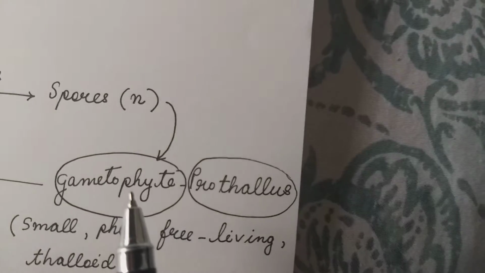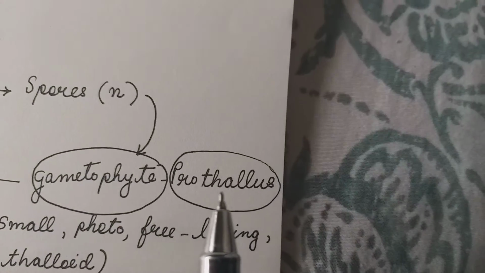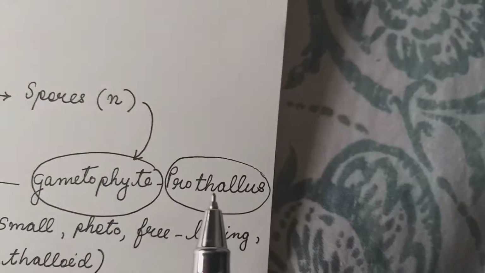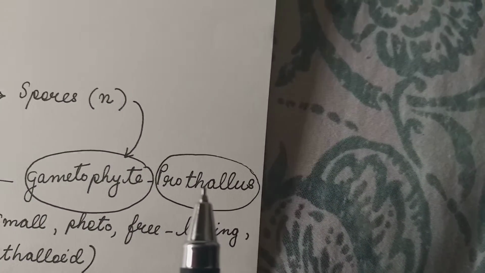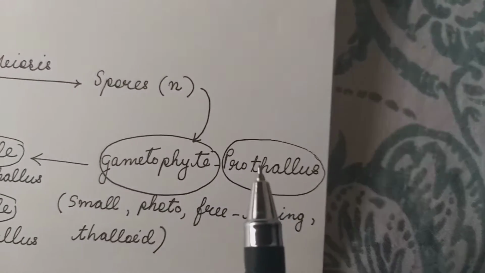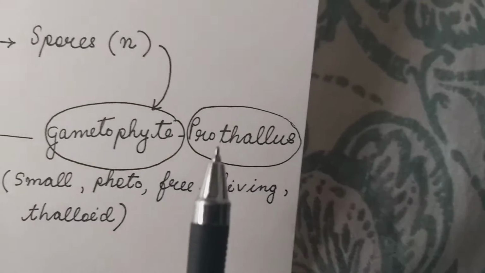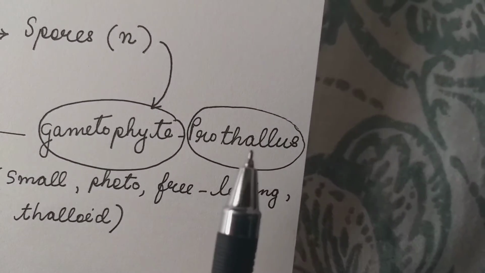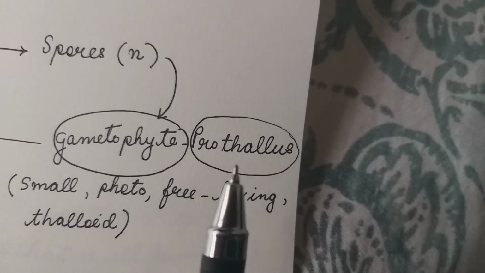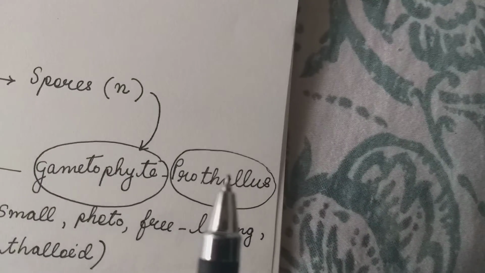The gametophyte of the fern is called prothallus because it is thalloid. It does not have roots, stems and leaves. It is small, it is reduced. It is photosynthetic and free living. The prothallus is a very small, very reduced thalloid. So it is called prothallus, but it is photosynthetic and free living.